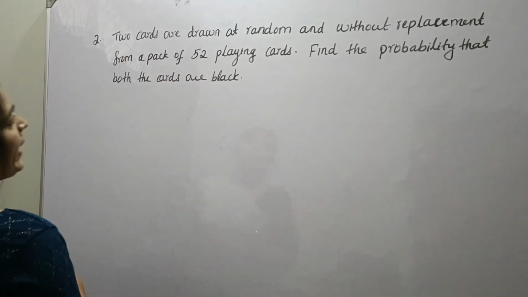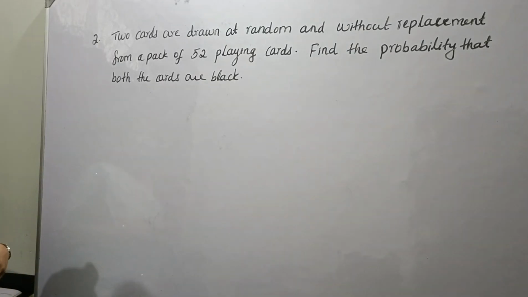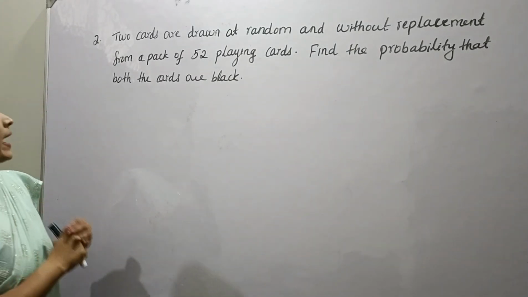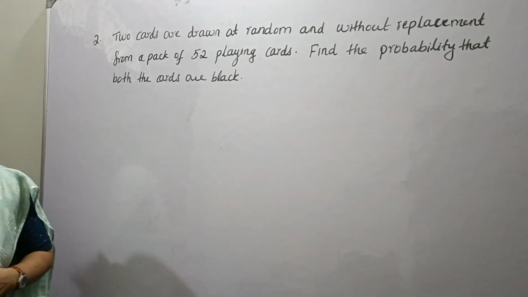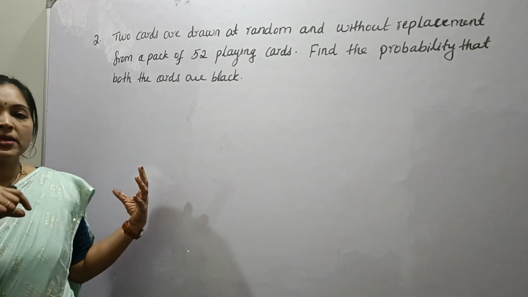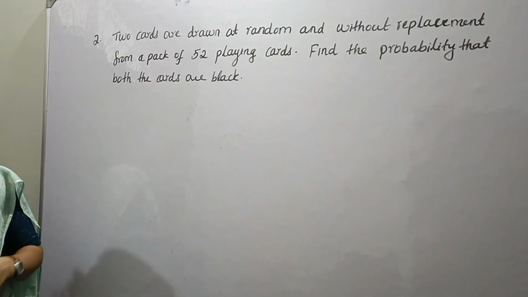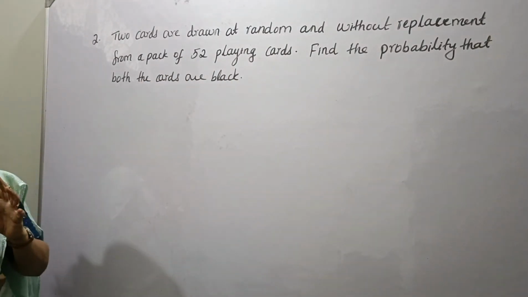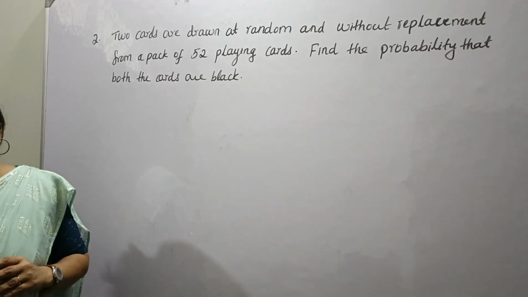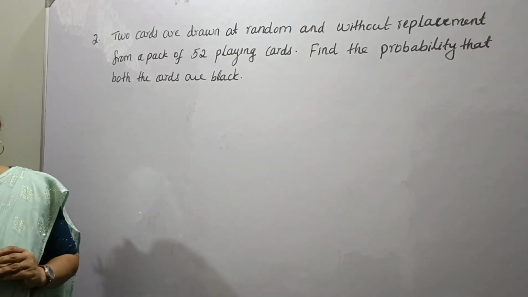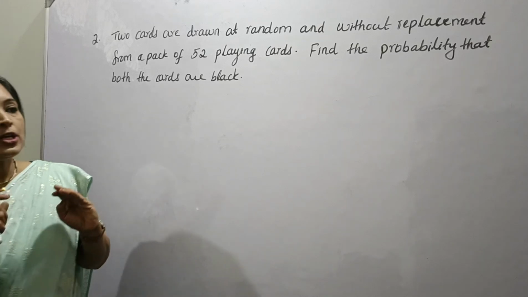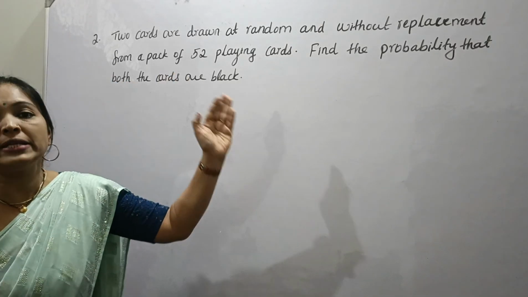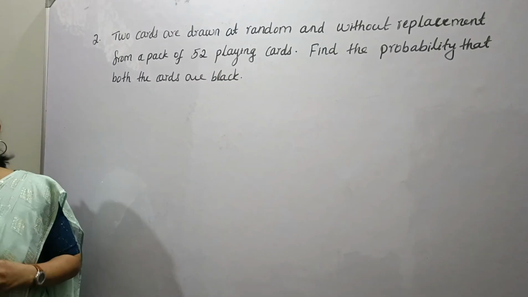Two cards are drawn at random and without replacement from a pack of 52 playing cards. Find the probability that both the cards are black. Okay, so from 52 cards, two cards are drawn at random without replacement. See, first of all we should know how many black cards are there. So there are 26 black cards out of 52 cards, right? So here, first of all, let's take the event. See, we have to find the probability that both cards are black.